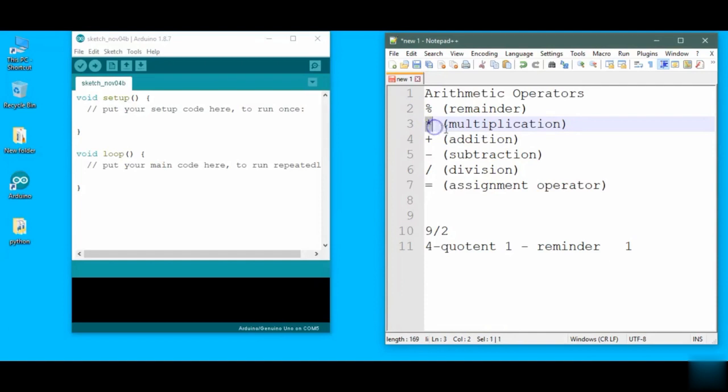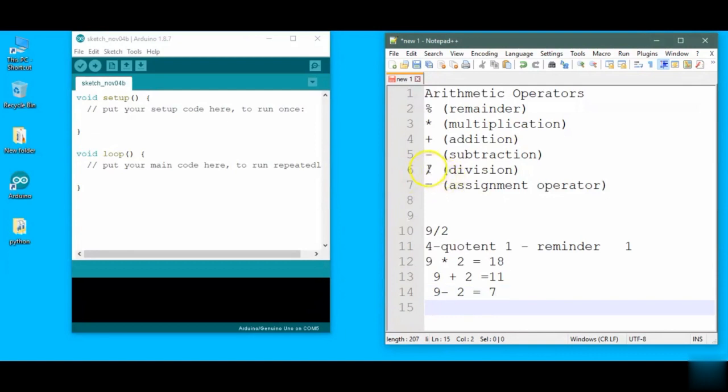I think every one of you is familiar with the multiplication. Like if I multiply 9 by 2, then I will get 18, and for multiplication we use this star symbol, that is shift plus 8 on every keyboard. And after that we have addition, which just simply adds 2 numbers, like 9 plus 2, we have 11 here. And after that we have subtraction, that is 9 minus 2, that is 7 here.